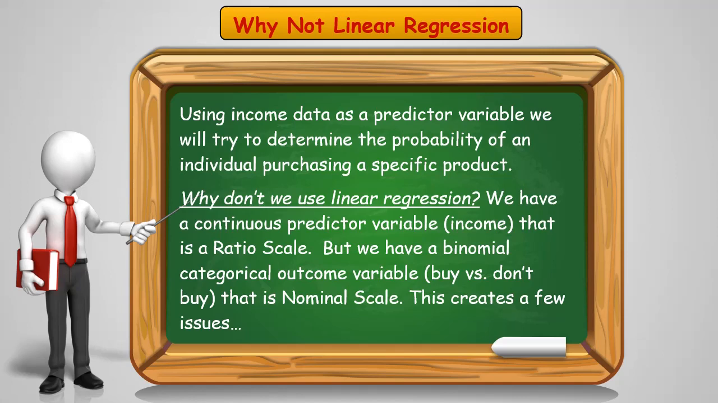Let's look at an example. When using income data as a predictor variable, we're going to try and determine the probability of an individual purchasing a specific product. Why don't we use linear regression? We have a continuous predictor variable, income, that is on a ratio scale, but we have a binomial categorical outcome variable, in other words, buy versus don't buy, that's on a nominal scale. And this is going to create a few issues for us.